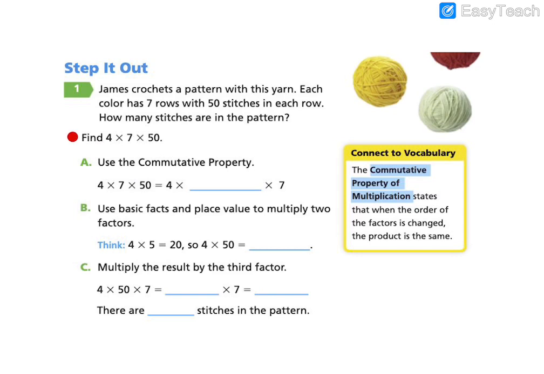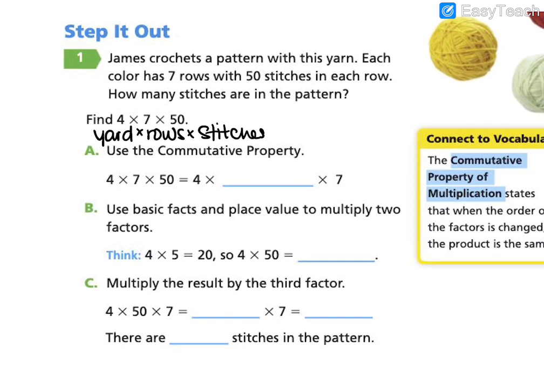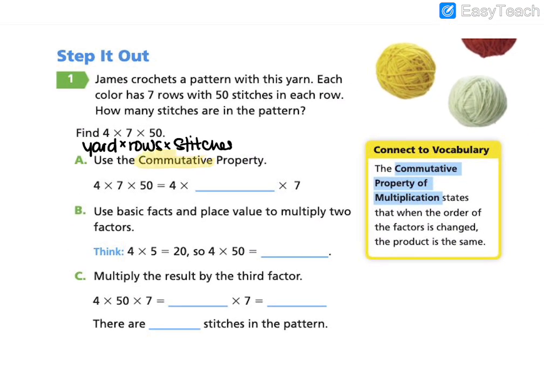So it gives us our equation. Our equation would be 4 times 7 times 50, right? There's 4 colors of yarn times 7 rows times 50 stitches in each of those rows. Letter A is going to ask us to use the commutative property to solve this. Okay, so let's go ahead and take a look at that vocabulary to the side.